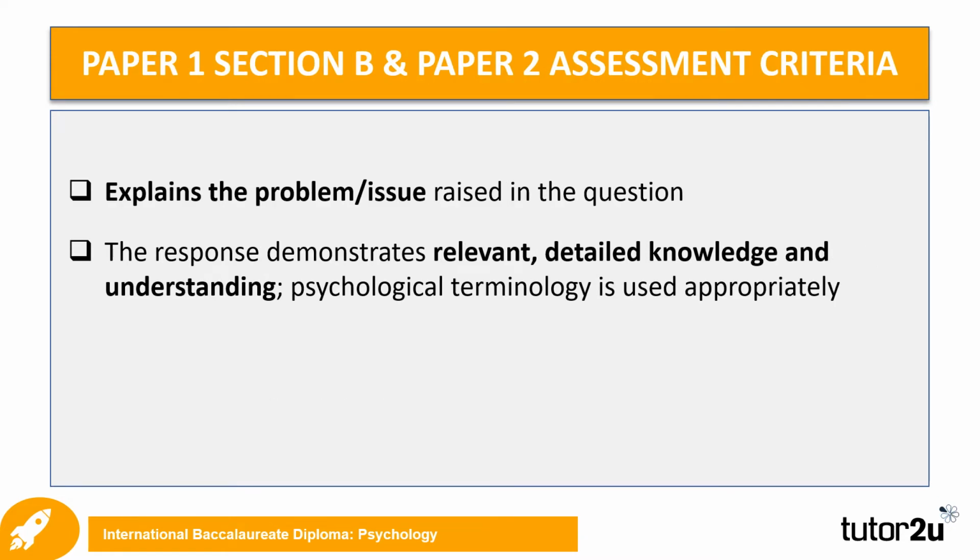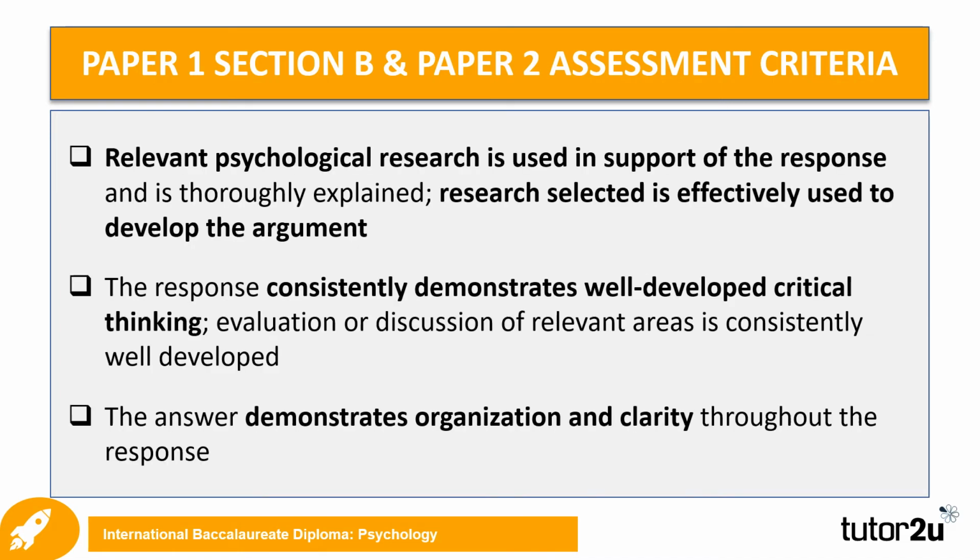In order to score top marks for an essay in Paper 1 Section B and Paper 2, you need to explain the problem or issue raised in the question. Your response also needs to demonstrate relevant and detailed knowledge and understanding, and you need to use psychological terminology appropriately. You also need to use relevant psychological research in support of the response. Explain it thoroughly and effectively, and use it to develop the argument.